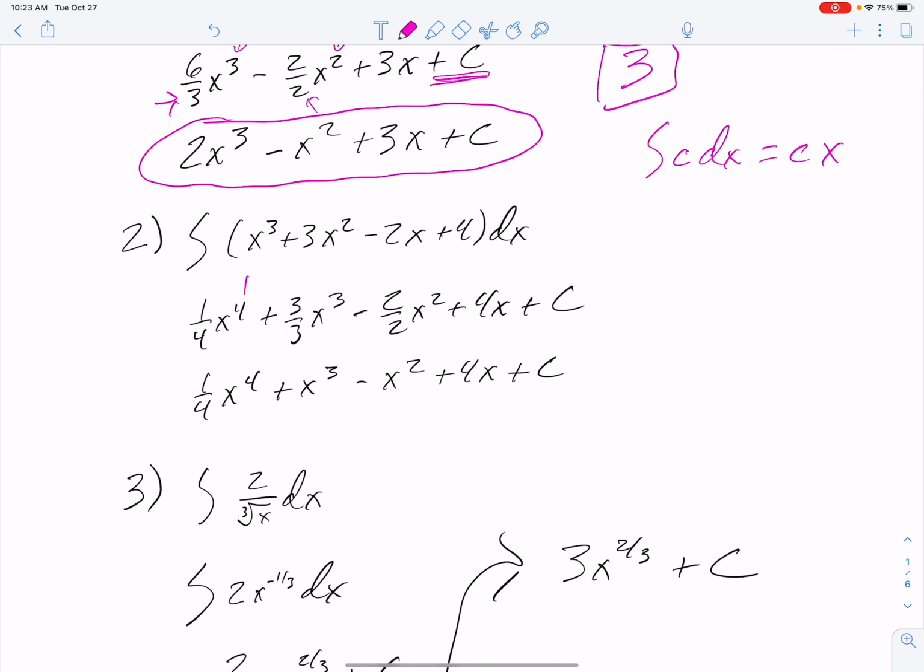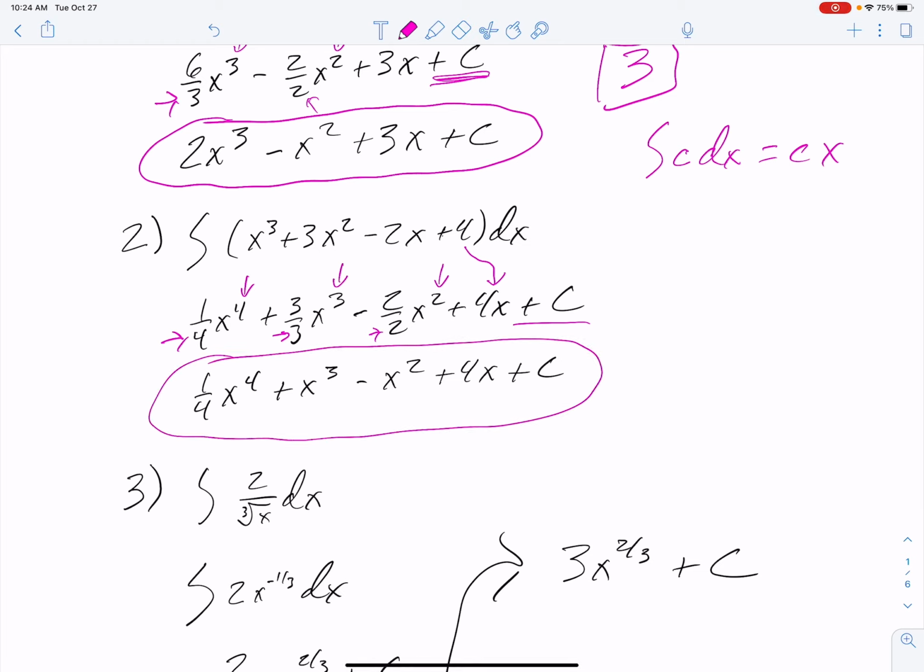So, x cubed, I add 1 to the exponent, I divide by the new exponent. X squared, I add 1 to the exponent, divide by the new exponent. X to the first, add 1 to the exponent, divide by the new exponent. And then, of course, a constant just becomes that constant times x. And once again, don't forget about plus c. And again, if you skip straight to the answer, that's okay.